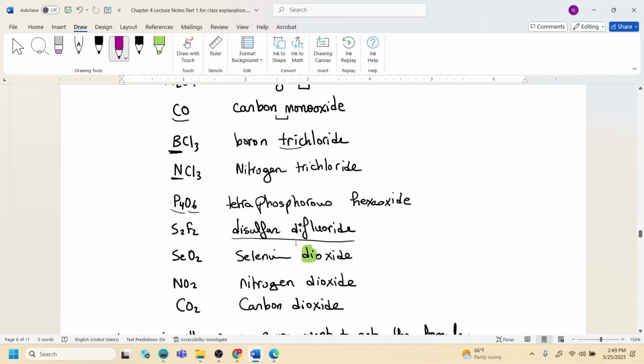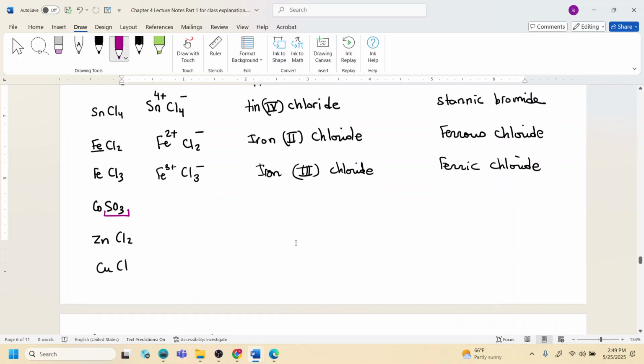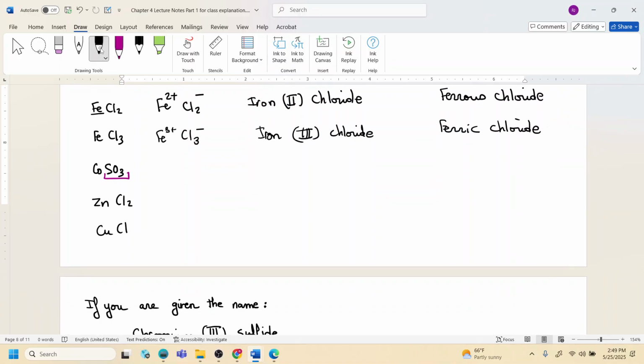Then I would know what is the charge of the cobalt, though. Okay, so I know that SO3 is 2 negative. So the cobalt has to be 2 positive just to balance it. And the name is going to be cobalt(II), and then it's going to be sulfite.